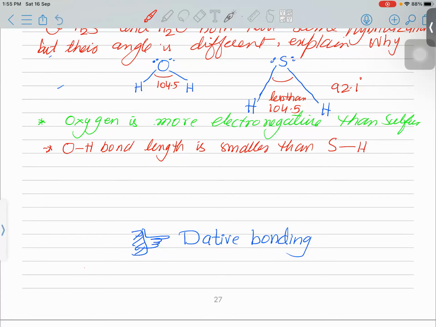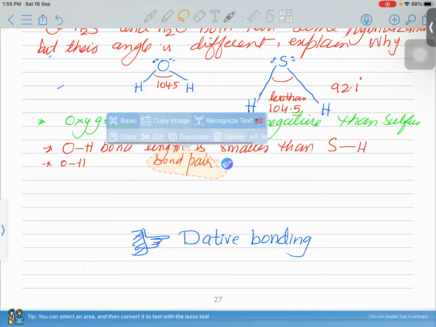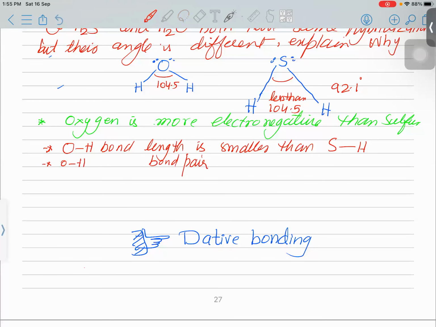So OH bond length is smaller than SH. OH and OH bond pair repulsion is greater than SH. More repulsion, more angle.